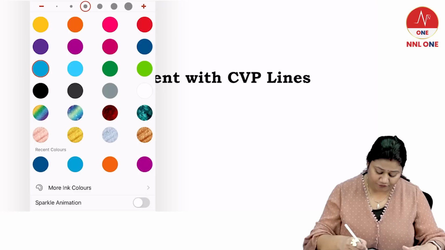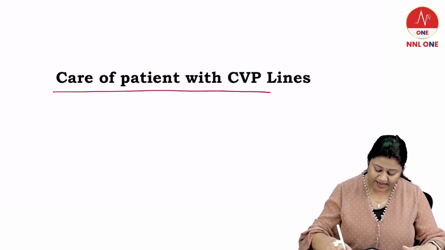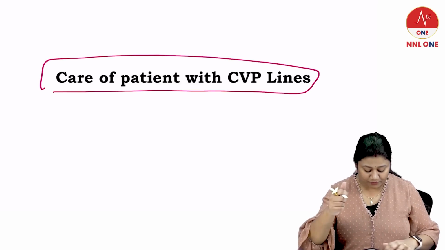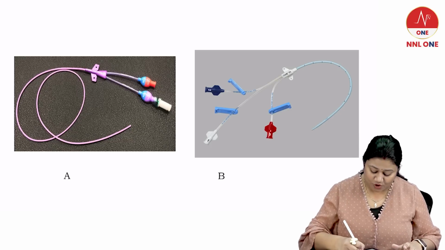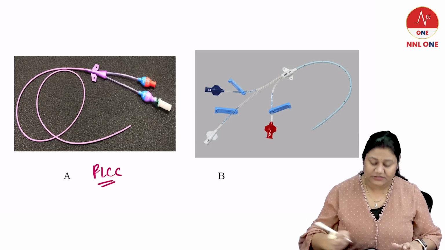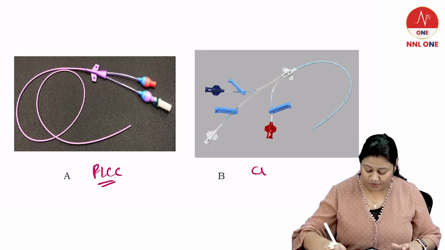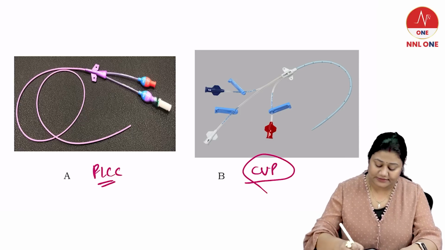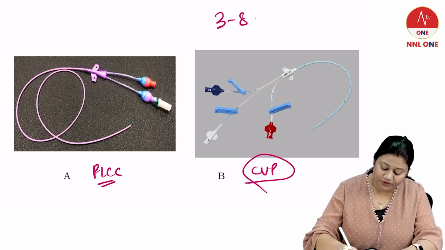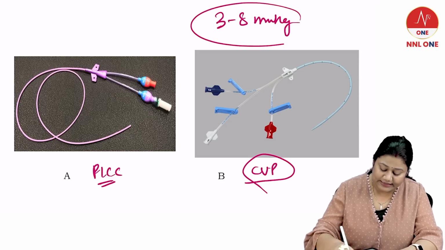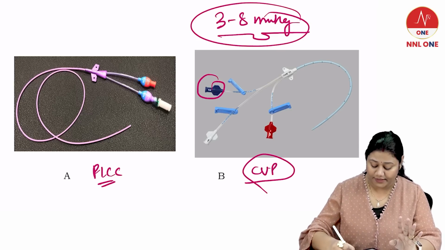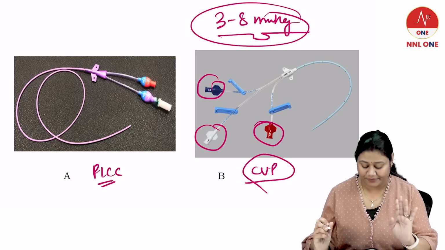Now, another very important topic, which is care of patient with CVP line. Care of patient with CVP line is one of the very important IBQs. This is your PICC line, peripherally inserted central catheter. This one is your CVP line, which is central venous catheter. What is the normal CVP pressure? 3 to 8 millimeters of mercury is the normal CVP pressure. Most commonly, you will prefer a triple lumen CVP line. What is this triple lumen?